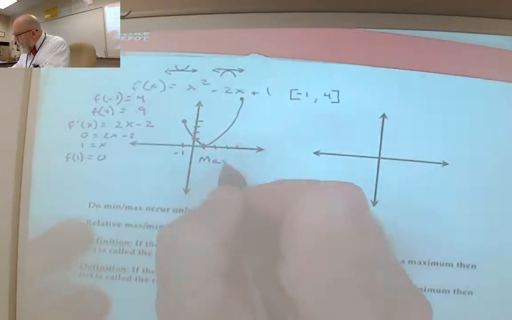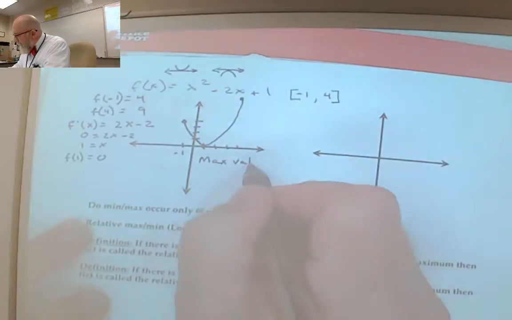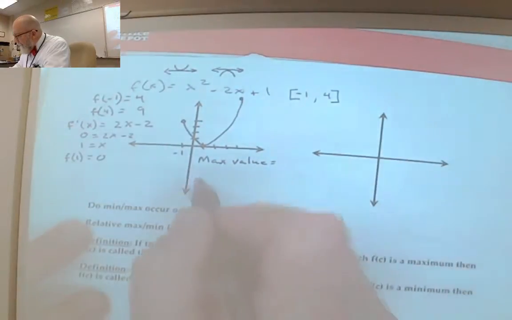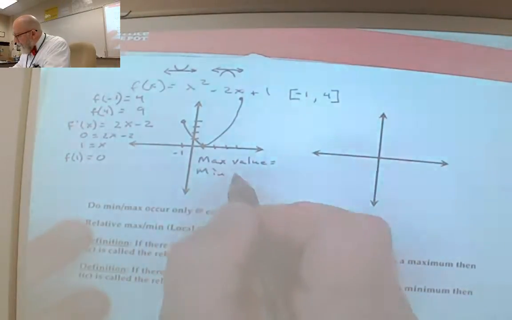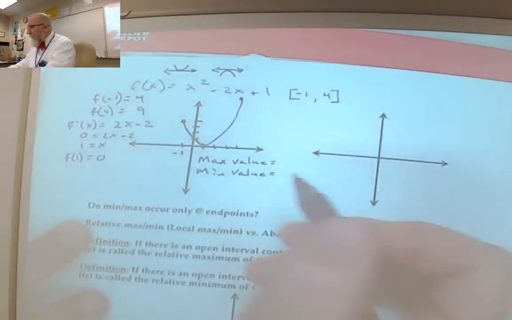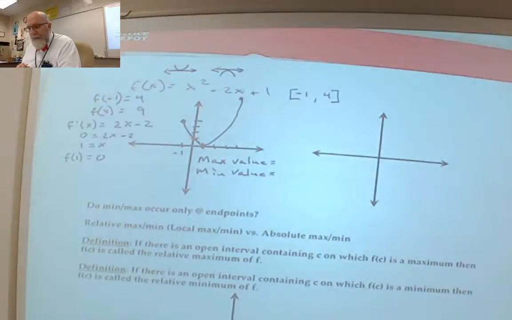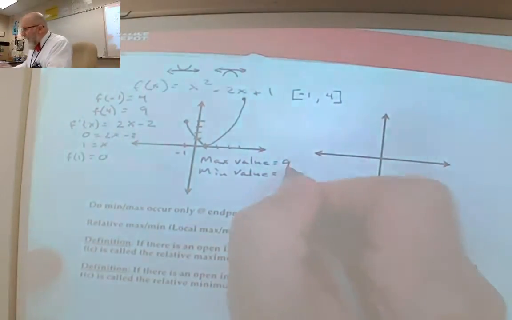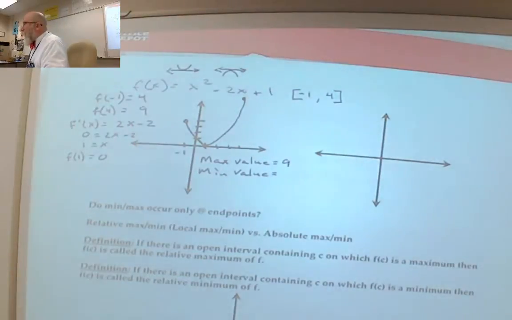My max value equals my min value equals what? What is my maximum value? 9. Why is it 9 and not 4? Because it has to be a y value, right? That's the maximum f can be in that interval.